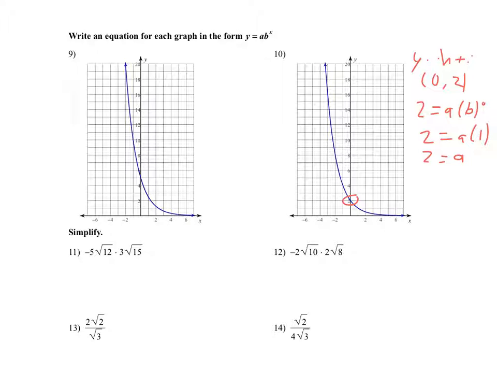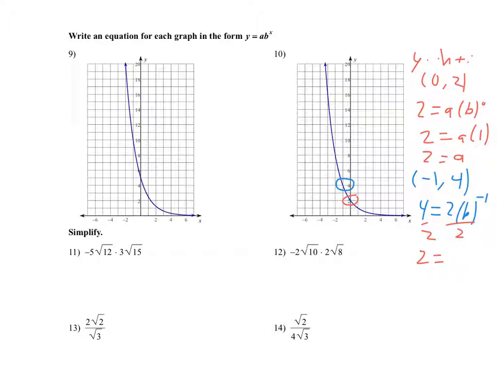Then my next point that I'm going to use, let's see what I can use here. I'm going to use this one back here. I'll use (-1, 4) for my other point. So now I'm going to plug that in. 4 equals 2 times b to the power of negative 1. So I'm going to divide both sides by 2. So 2 equals b to the negative 1.